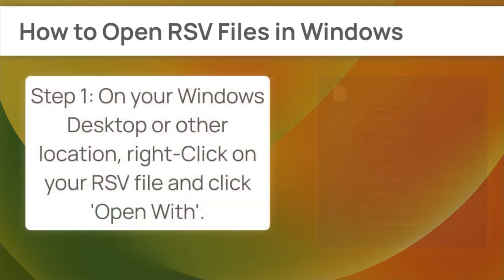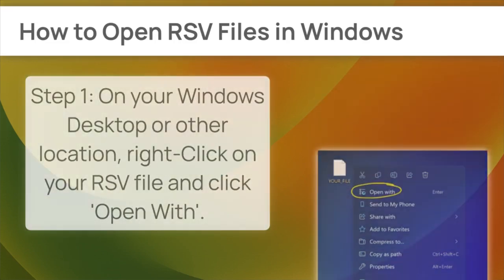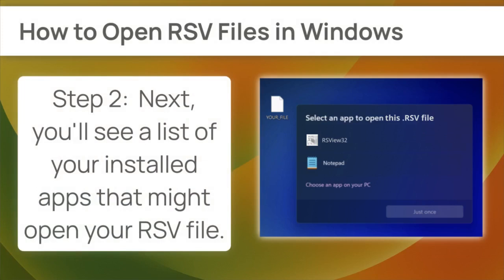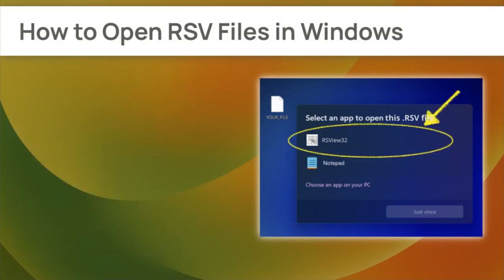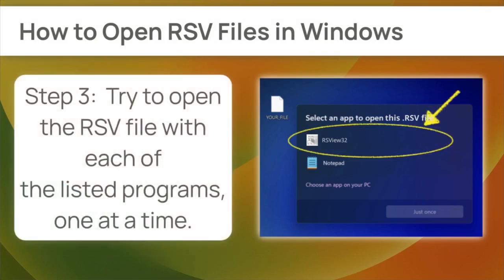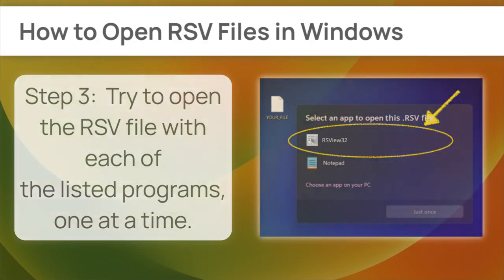Go to your file and right-click the RSV file, choosing Open With. If RSV 32 is an option, select it immediately. If it's unavailable, choose another. We need to test the file against all compatible programs.